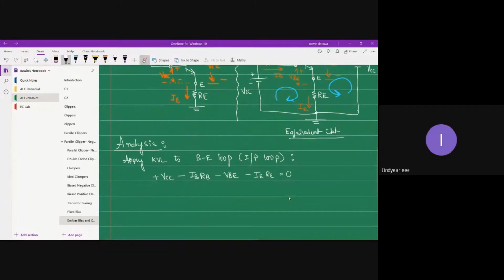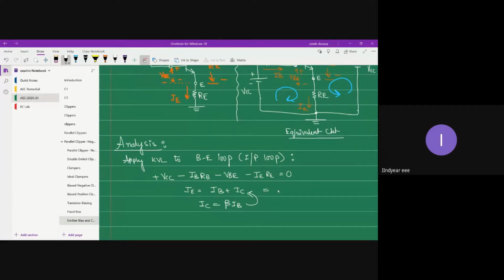Now, this is a common emitter configuration. What is the input current in common emitter configuration? The input current in common emitter configuration is the base current, right? But if you look at your input equation, it consists of base current as well as emitter current. I do not want emitter current to be there in this particular equation. So I will substitute emitter current as the summation of base and collector current. Then I also have an expression for collector current, that is IC is equal to beta times IB. So in place of IC, I can substitute beta times IB.